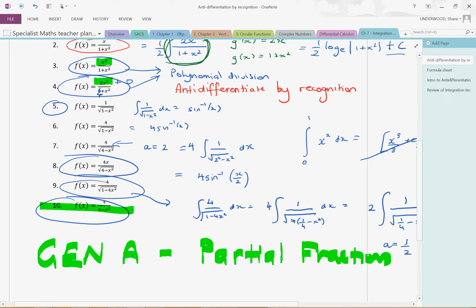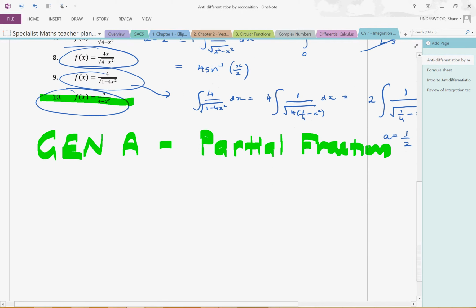Sorry, what was the question exactly? Are you saying that's for partial fractions? Can't you just use the inverse tan? No, because inverse tan is plus. Oh, yes, okay.